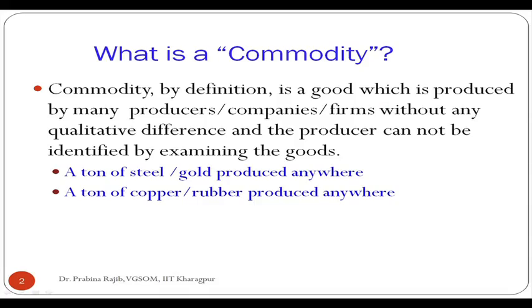Let's go to the definition which is normally given in textbooks. A commodity, by definition, is a good which is produced by many producers, companies and firms without any qualitative difference, and the producer cannot be identified by examining the goods. Here I would like to stress the set of words: without any qualitative difference.